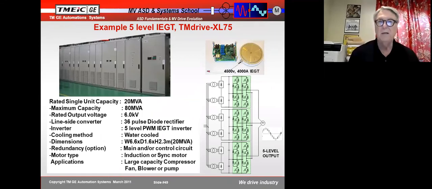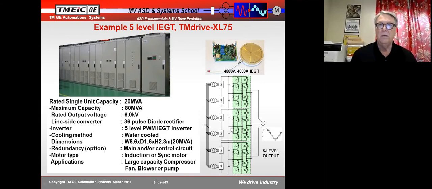We're about done here. This is a 5-level IEGT. I wanted to have a picture of an IEGT drive because that's that little device that I'm really amazed at. The 4,000 amp semiconductor. And a single unit here is 20 MVA. That'll be a little over 20,000 horsepower. And your maximum capacity is 80 MVA. You get that by paralleling 4 of the 20 MVA devices.